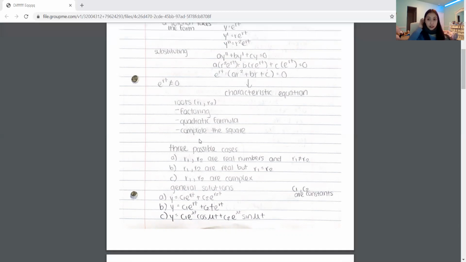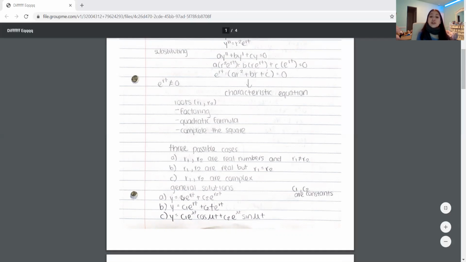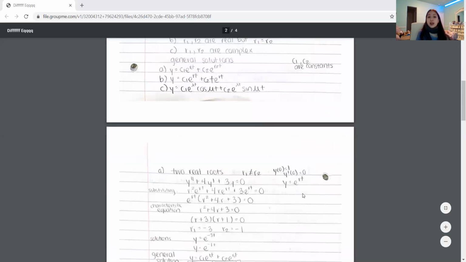And we're going to approach them differently to solve our problems. So we can get that r1 and r2 are both real numbers and they are not equal to each other. We can get that r1 and r2 are real numbers, but they are equal to each other. So they're going to be repeated roots. Or we can get that r1 and r2 are complex, which involves imaginary numbers. Here are the general solutions that we're going to be using for each of these cases. And so we're going to go to the first example now.